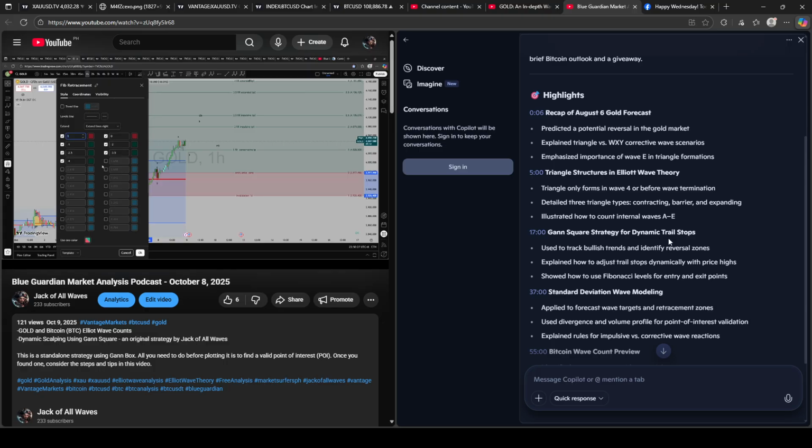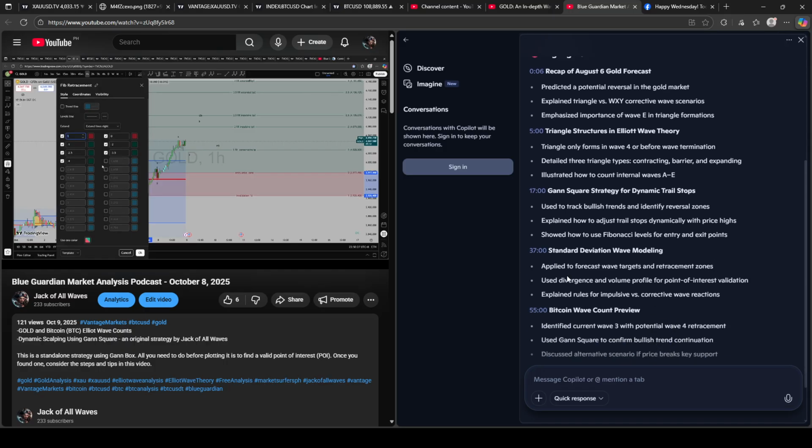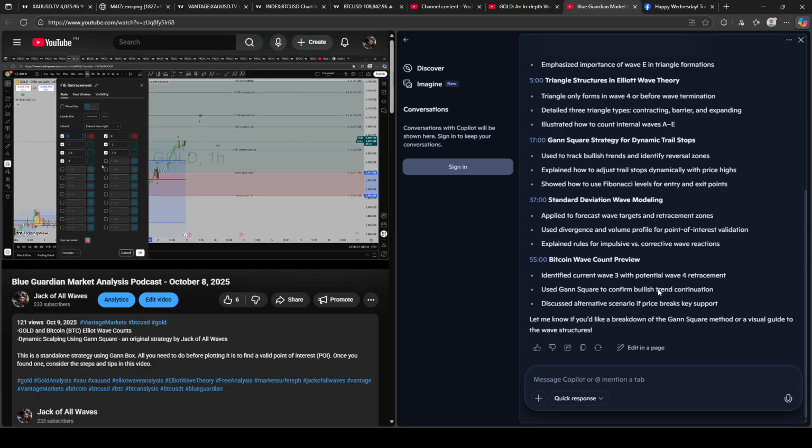triangle structure, at the 17-minute mark. I already explained the Gann Square strategy for dynamic trail stops, and I also mentioned the standard deviation, the Elliott Wave way, and how to find a good POI in plotting the standard deviation, the Elliott Wave way. Then after that, I mentioned my forecast about Bitcoin.